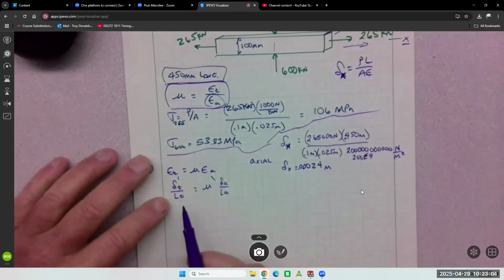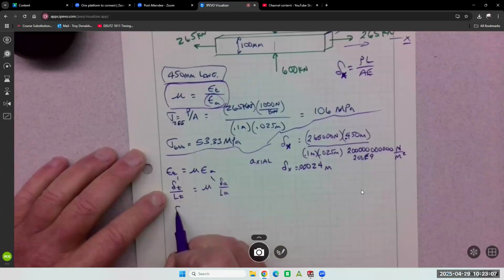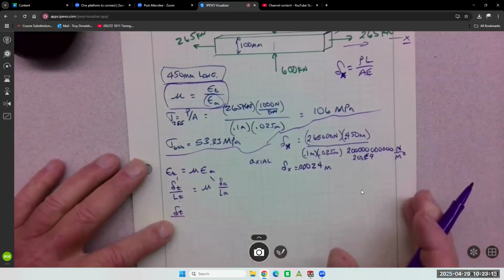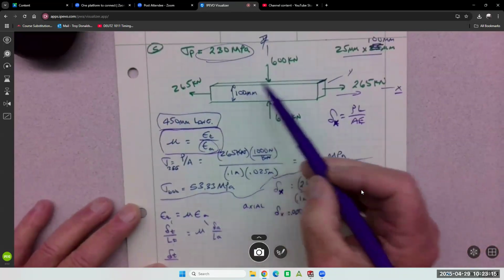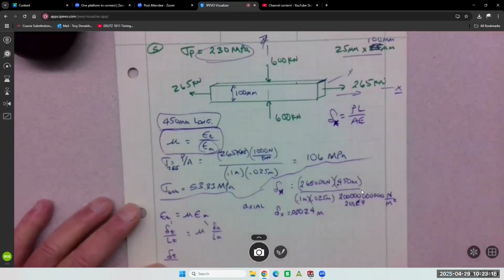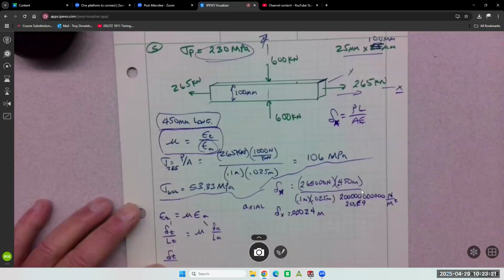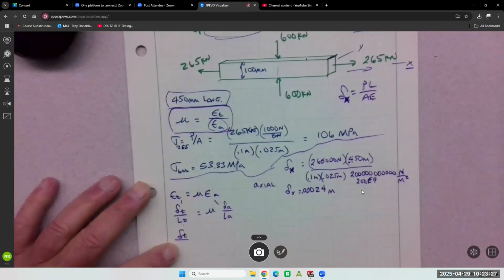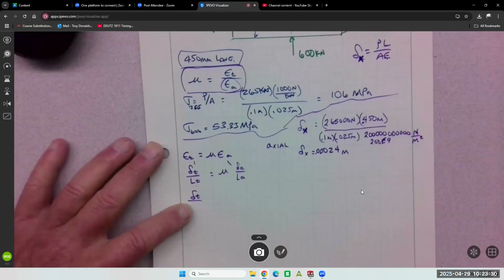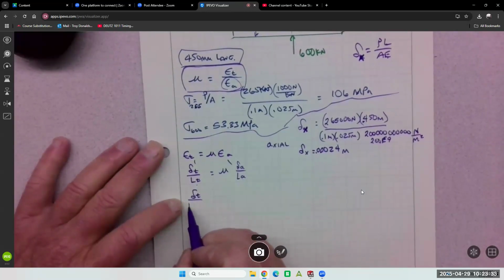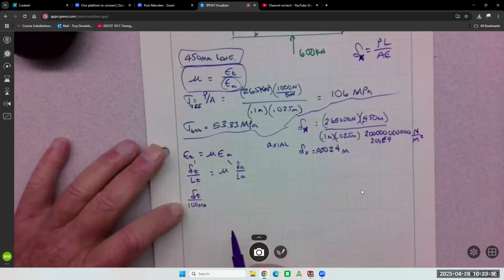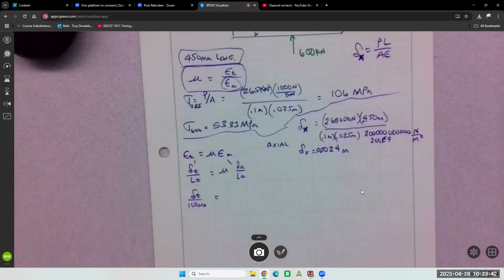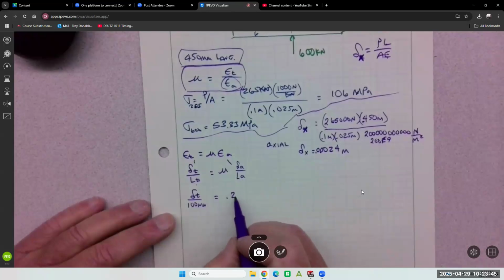All right, so I'm going to put in what we know. We don't know the transverse change, we want to know that. We need to put in a transverse dimension. So we have two of them. We have 125. You got to do them individually to figure out how much they change. You can't do it all at once. So we'll do the 100 first. It's 100 millimeters, so I'm going to use millimeters. What's Poisson's ratio? 0.25.